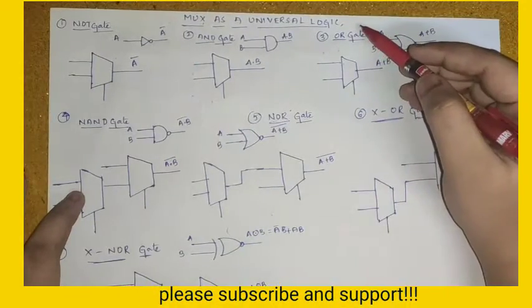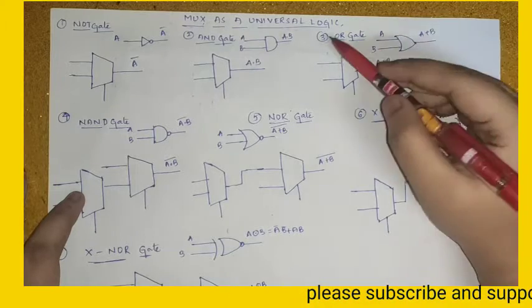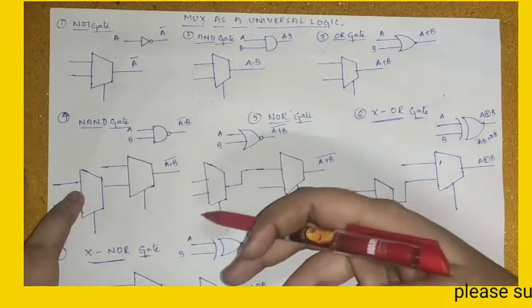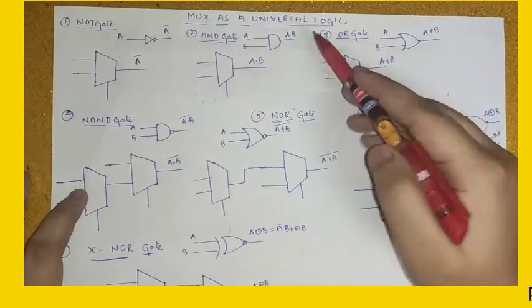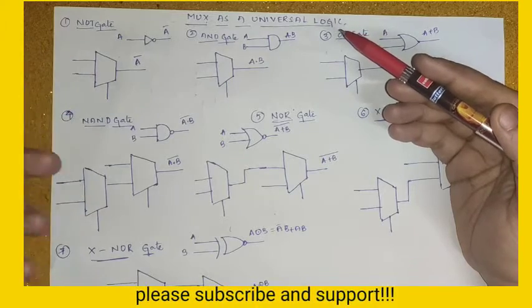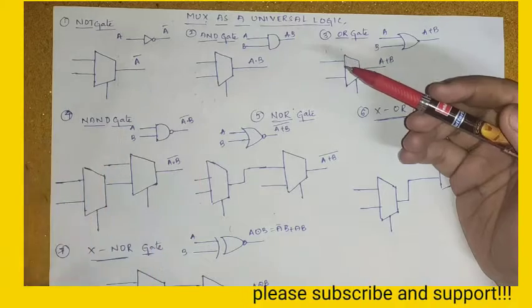In this video we are going to discuss multiplexer as a universal logic. What is the universal logic? Universal logic, in the sense that we can get any kind of logic by using it. How we can get the several logics, AND, NOT, OR, by using the multiplexer, we see now.